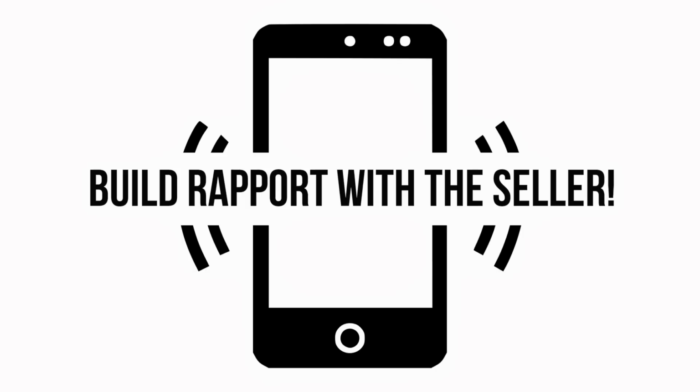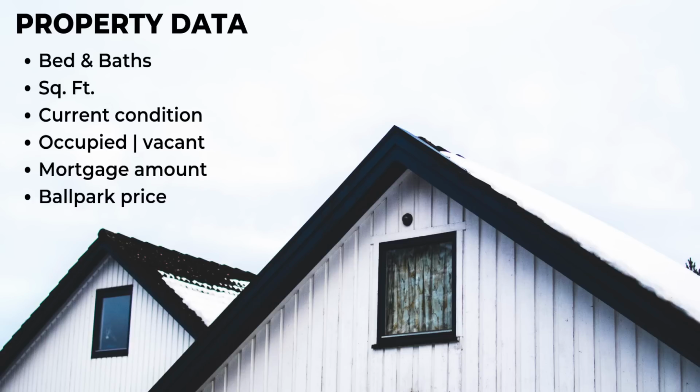So again, your goal is to build rapport during this call and gain information about the property. What I like to get about the house is, first, general property data: beds, baths, square footage, stuff like that. Then get information about the current condition: what's outdated, what needs to be fixed, what's been updated. All right, then find out if it's occupied or vacant.